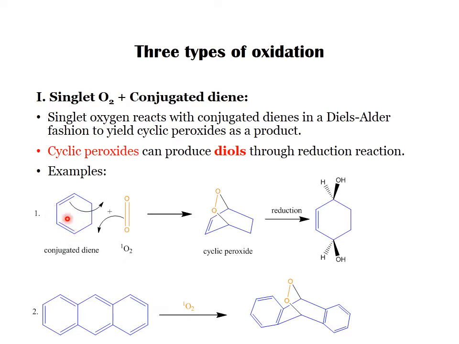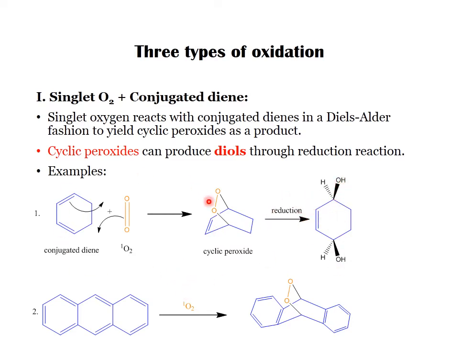I forgot to add a curly arrow, followed by delocalization of this curly arrow, and it will form a bond between this carbon and oxygen. Okay, so finally you'll get cyclic peroxide as a product, and this reaction proceeds through 4+2 addition. So here 4 pi bonding electrons are involved, and here 2 pi bonding electrons are involved, and the reaction is Diels-Alder reaction. So therefore we can consider this reaction as a 4+2 addition reaction. This cyclic peroxide can further undergo reduction to give diol.